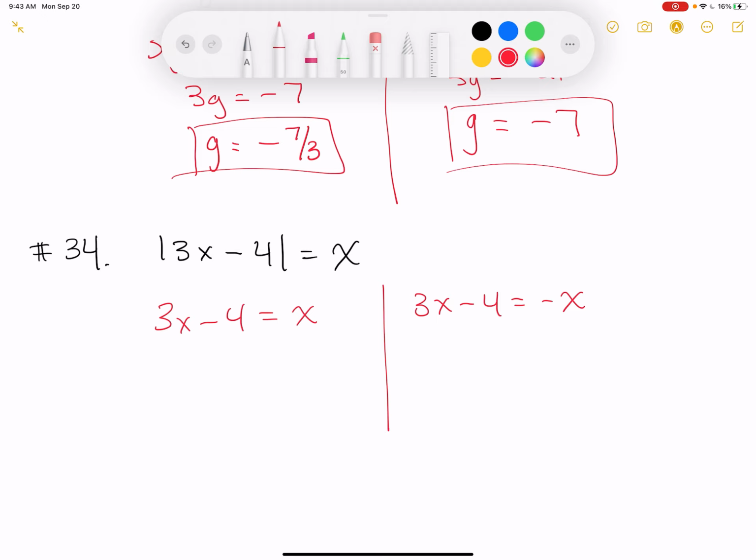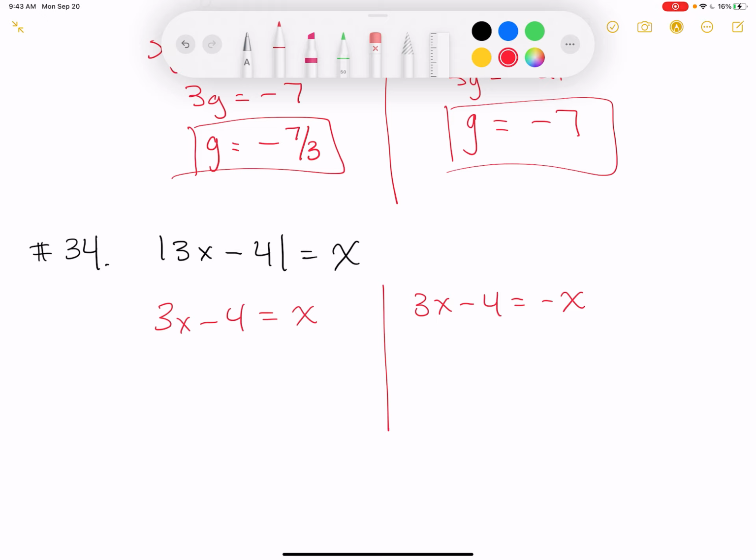So now, though, what you need to pay attention to is you need to get your x's together. Like I'm not going to add this 4 to this side. So I am going to put the x's on the left, but I'm going to do it by subtracting this 3x over here.